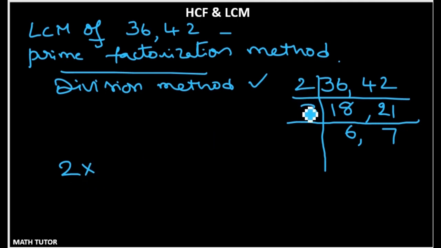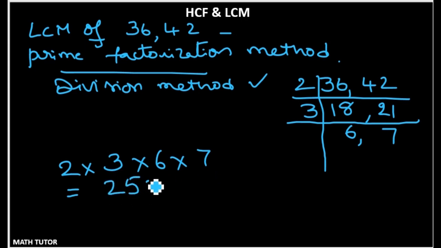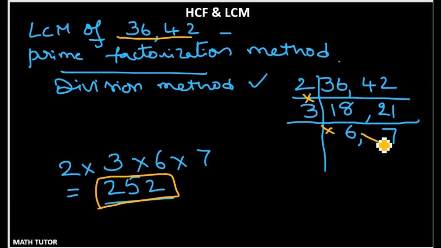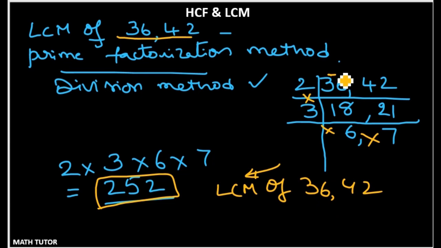So what is the LCM? As I told earlier, 2 times 3 times 6 times 7, that equals 252. So what is the least common multiple of 36 and 42? 252 is the answer. We simply multiply 2 times 3 times 6 times 7, and we get the LCM of 36 and 42. Got it? Thank you.